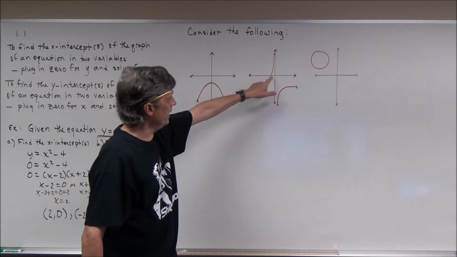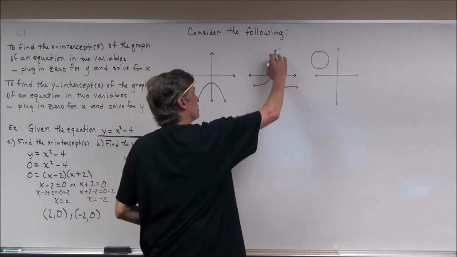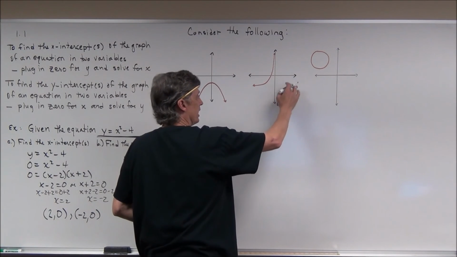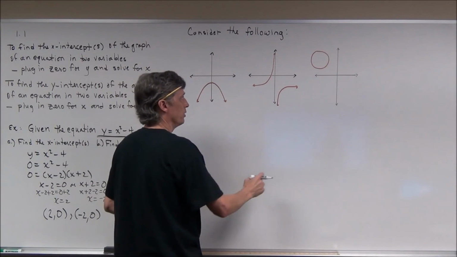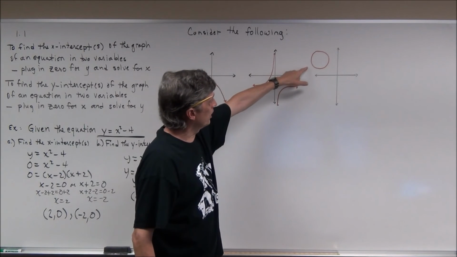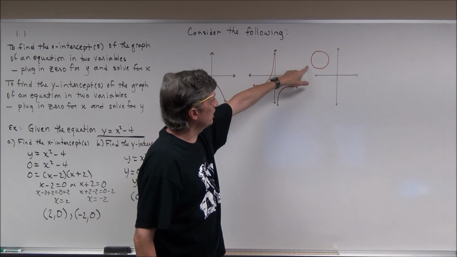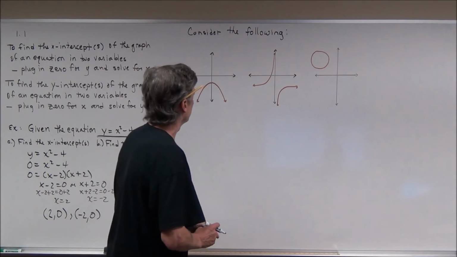Whereas here, this one has an x-intercept. But I tried to draw this so that the y-axis serves as an asymptote there, and it does not cross the y-axis, so it doesn't have a y-intercept. And of course, this circle sitting out here in this third example, out in quadrant 2, doesn't cross the x-axis, nor does it cross the y-axis, so this one doesn't have any intercepts.